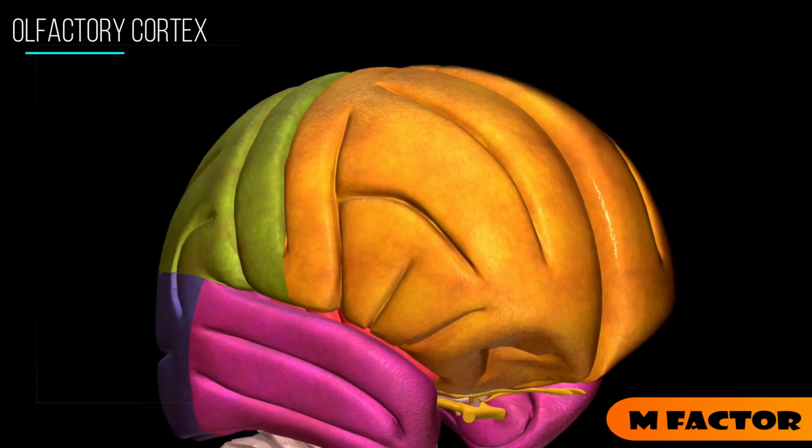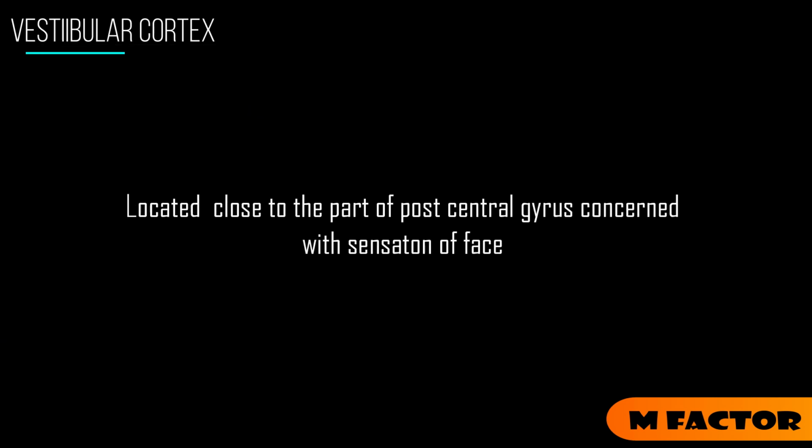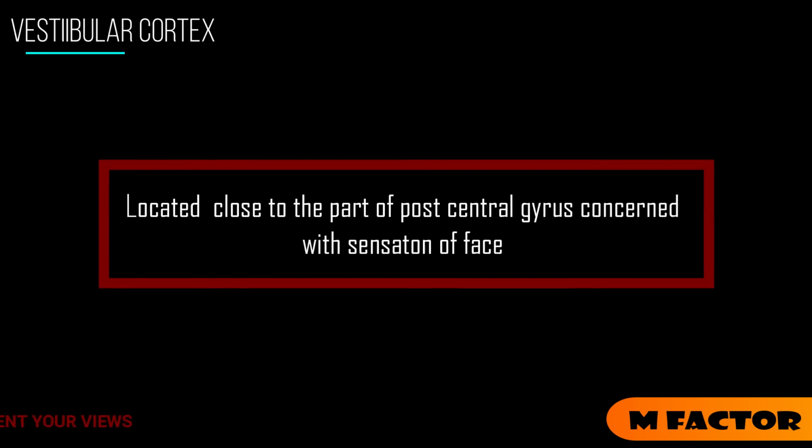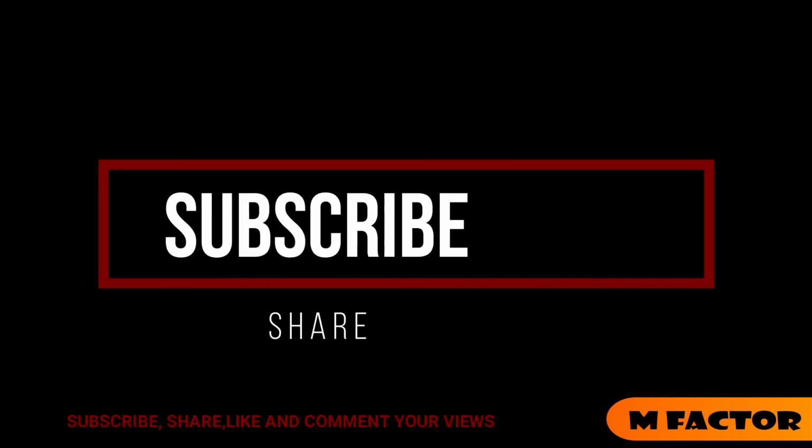The olfactory cortex is the portion of the cerebral cortex involved in olfaction and is found in association with the piriform lobe. Next is the vestibular cortex. It's the portion of the cerebrum that responds to the input from the vestibular system. Vestibular cortex is found close to the lower part of the post-central gyrus.